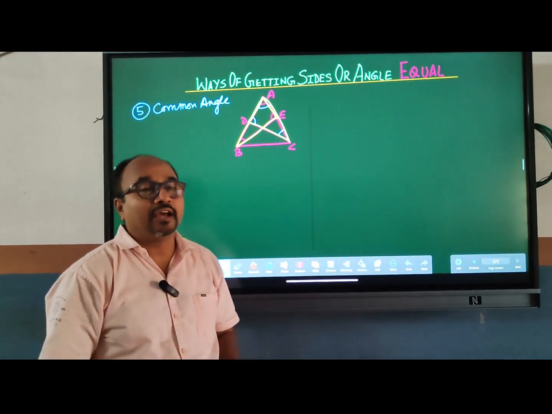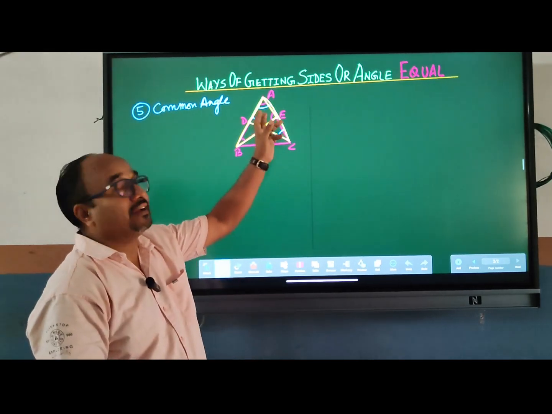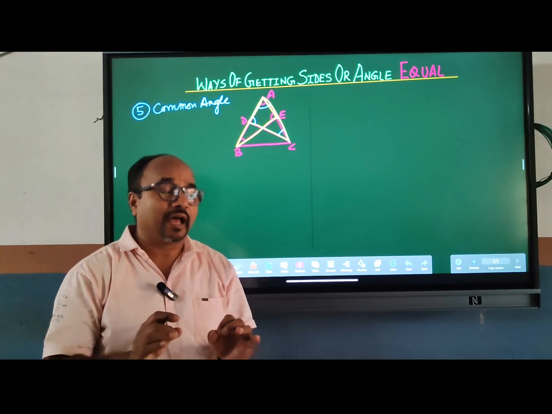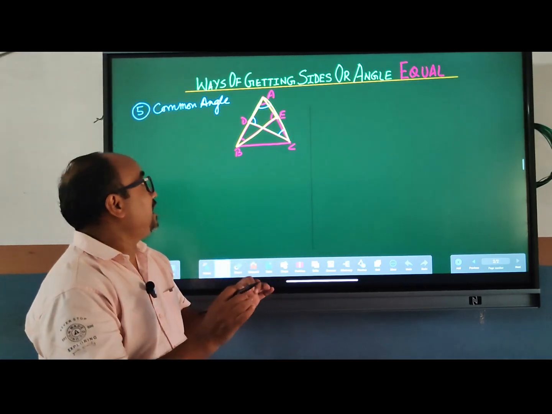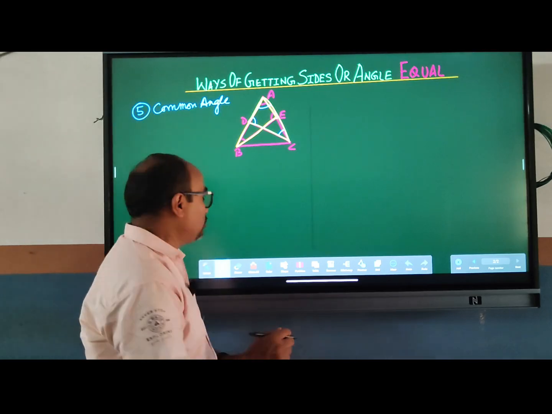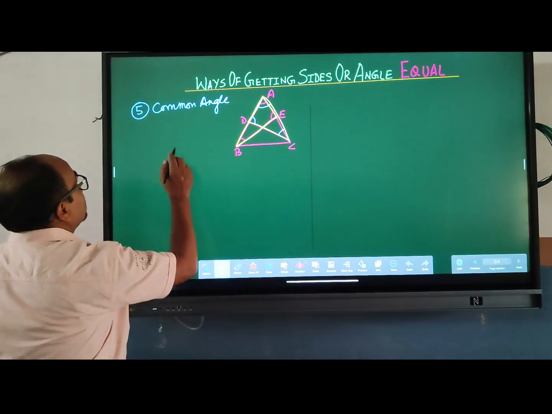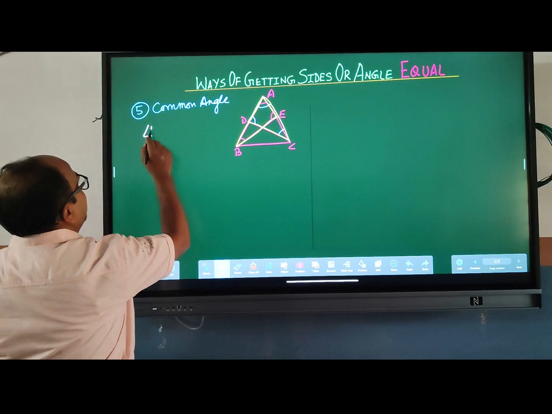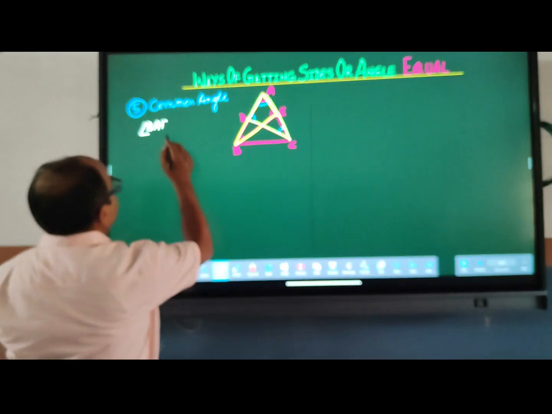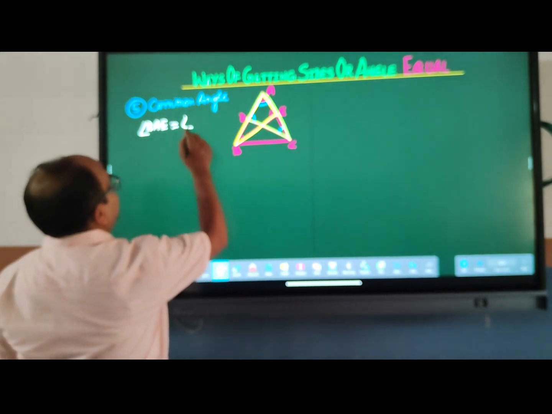So you can see a particular angle has been marked twice. That is angle A. So this angle becomes the common angle. It is this angle for the triangle ABE and also for the triangle ABC. So we go to write it now. Angle BAE equals angle CAB.